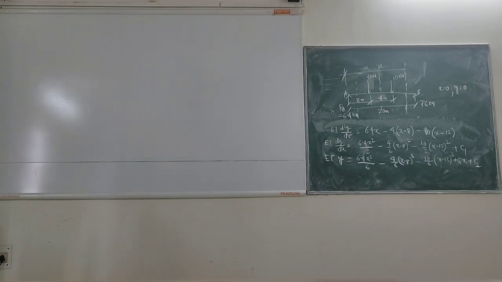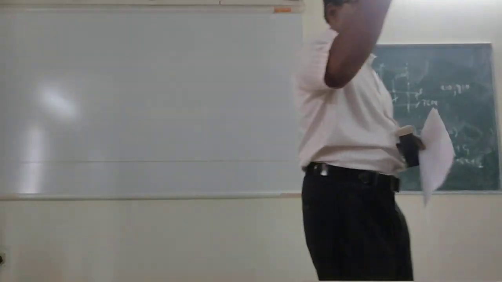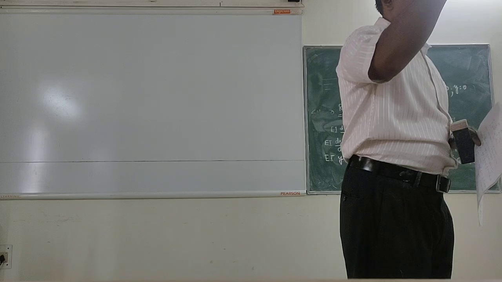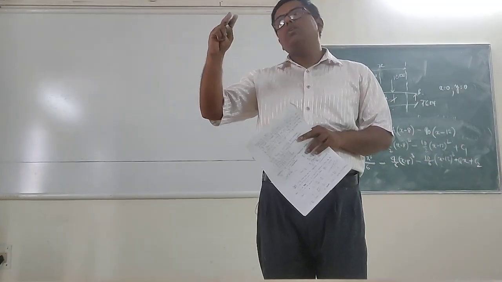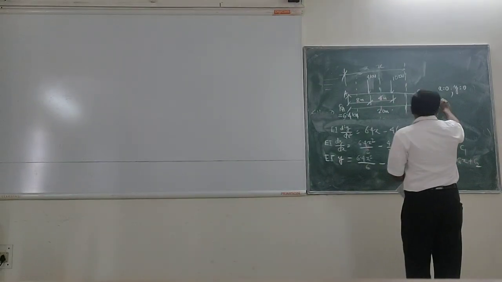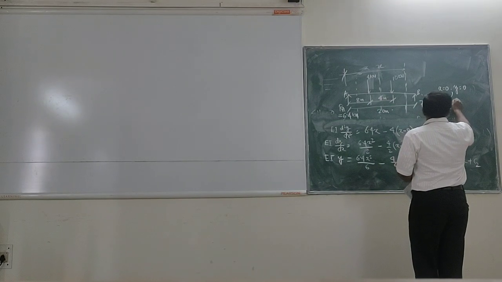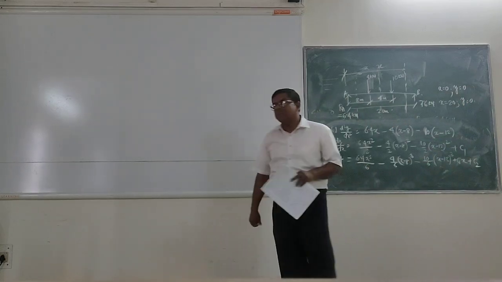So you put the boundary condition into this equation. And what is the second boundary condition? Because I am having two boundary conditions. At x equal to 0, y equal to 0. At x equal to L, y equal to 0. So what is the length of the beam? 20. Y should be equal to 0. These are the two equations I am having.